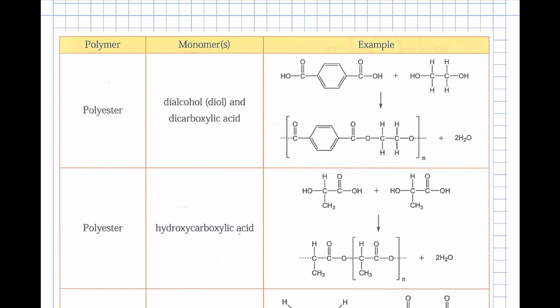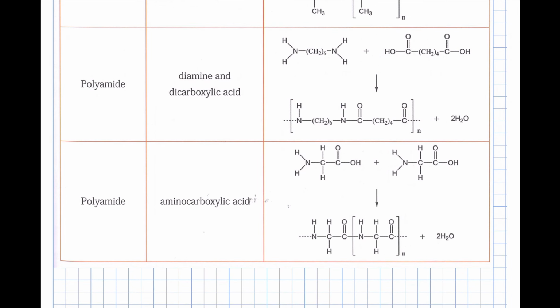The other option, rather than having the dicarboxylic acid and the diol, would be just to have one molecule that has the carboxylic acid at one end and an alcohol at the other end. Okay, so that's another option. Then you just have that one monomer that just keeps going rather than having two monomers. Okay, so they're the possibilities.